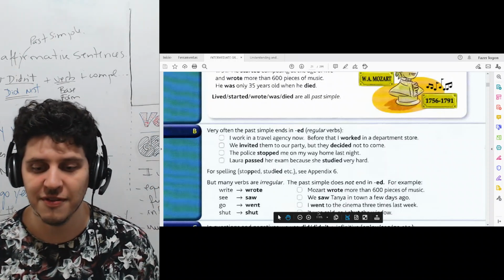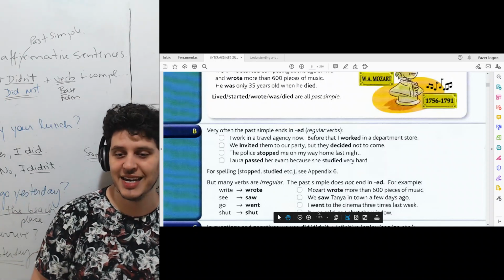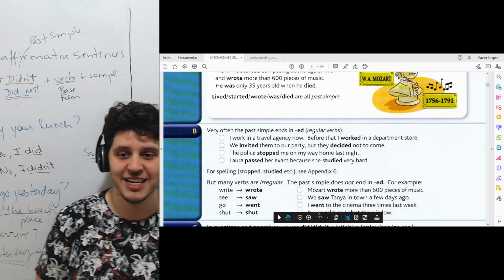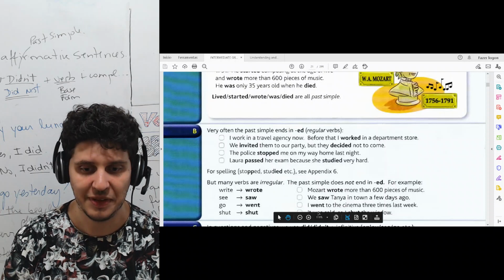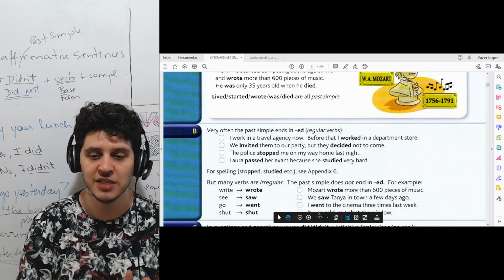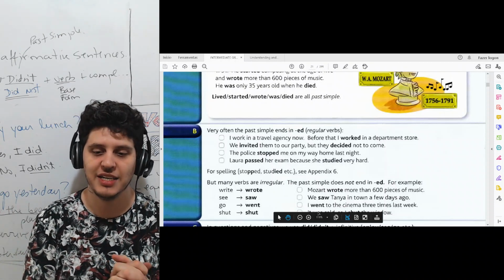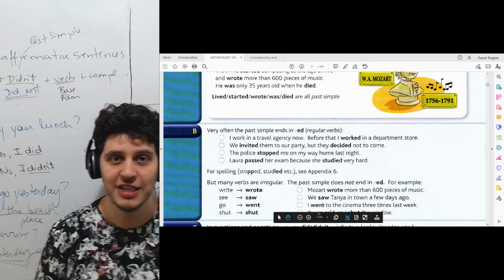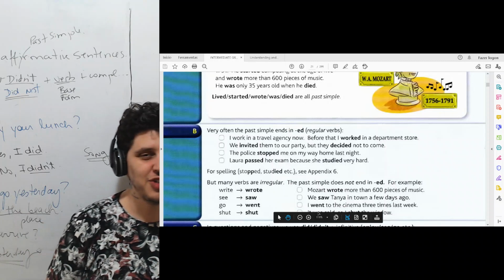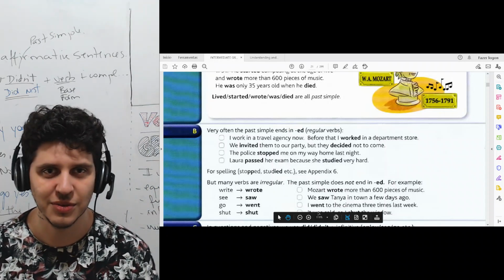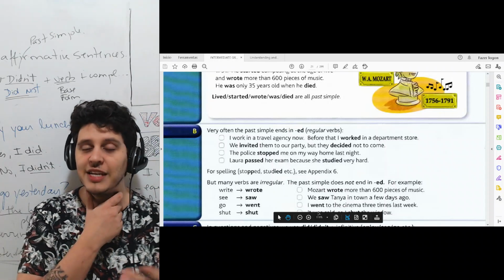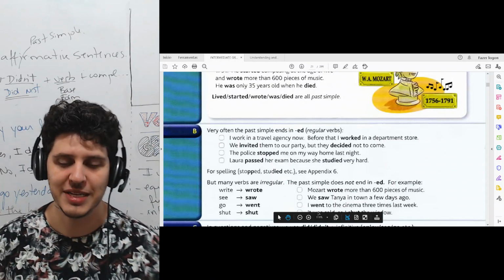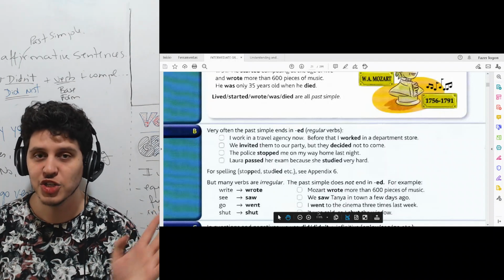Next one. We invited them to our party, but they decided not to come. Can you repeat that? Invited, decided. Okay. Next one. The police stopped me on my way home last night. The police stopped me. Look, the pronunciation is police. Many students say police with the wrong stress, and this is wrong. We say police. Okay. And stop. Remember, stop is a voiceless sound, so the past tense sounds like a T. Stopped.